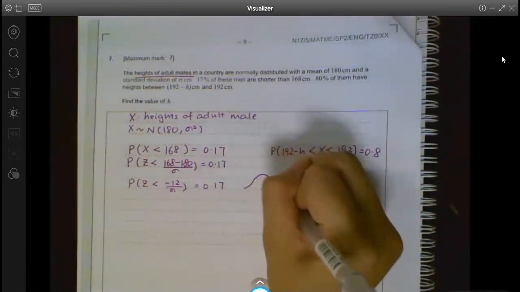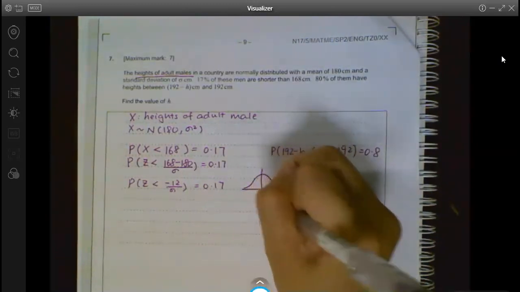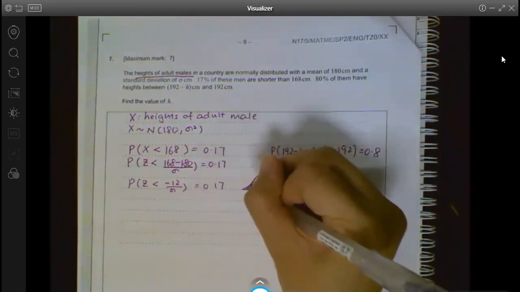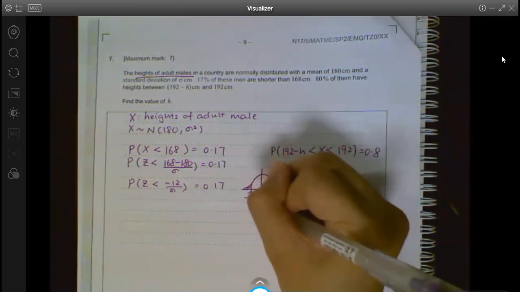If you like, you can have a little imagination about how the graph works. If you have standardized, this axis will be 0. And in order for the area to be so small, this part should be on this side, and this number is negative 12 over sigma.